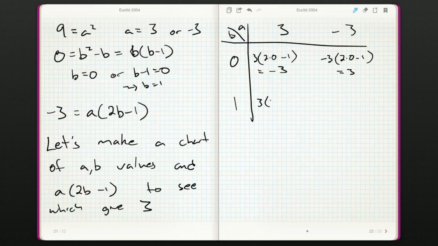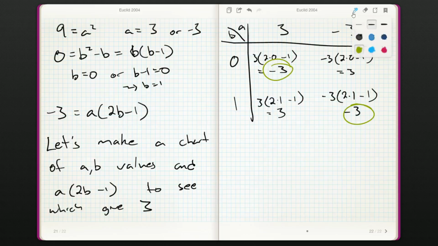3 times 2 times 1 minus 1. That's going to be 3 times 1, 3. Nothing that we want. Negative 3, 2 times 1 minus 1. That's negative 3 times 1. That's going to be negative 3. So the ones that we want are here and here. And that's it. We ruled out all the other possible a's and b's from our preceding equations.